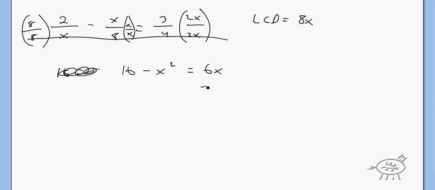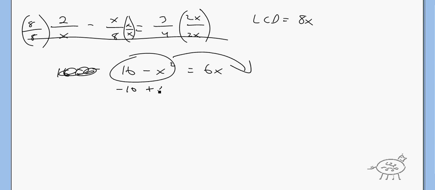Move the 6x over. And you know what? As opposed to moving the 6x over, I am going to move this over to this side. And you're like, well, why? Well, I don't want to deal with the negative x squared. I only want positive values. So I'm going to subtract 16 and add x squared to both sides.